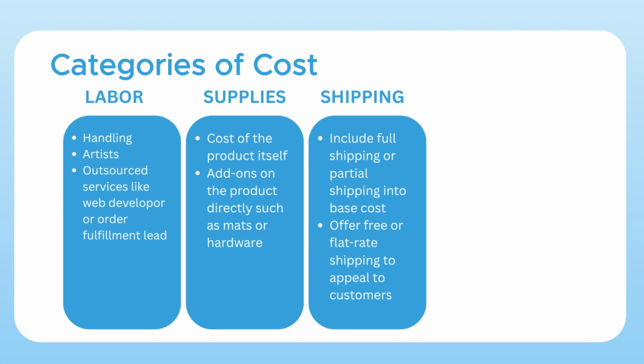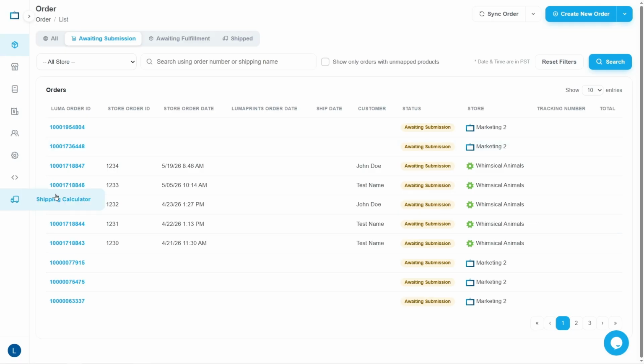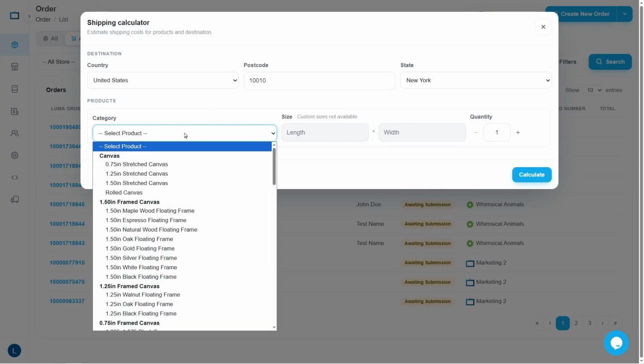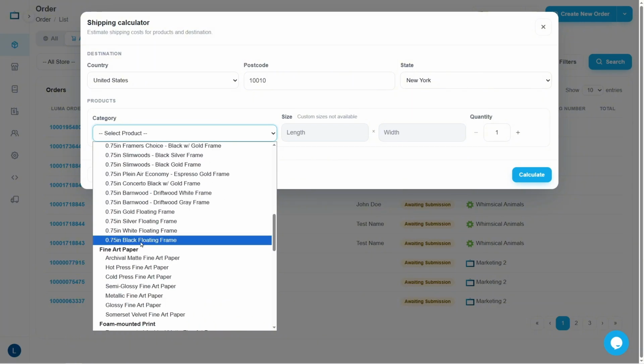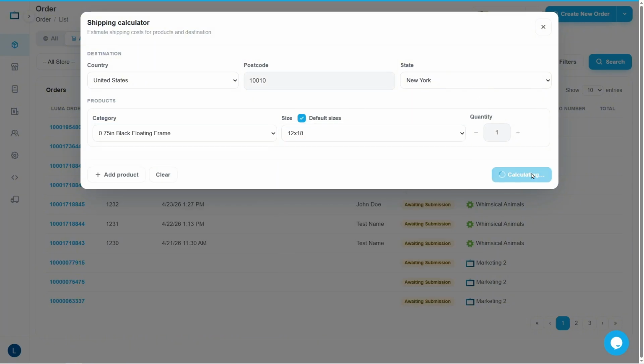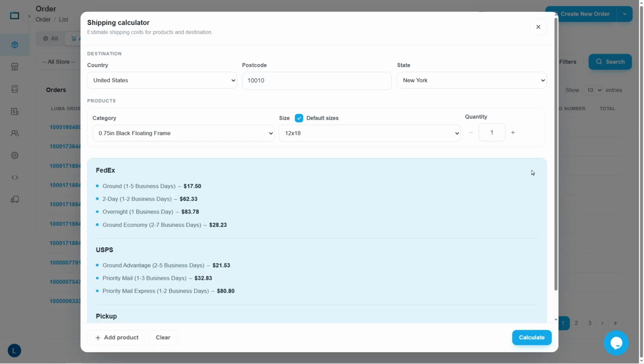For example, I like to use the New York zip code and calculate the cost of shipping. It's usually a bit higher than the average, but it's not the most expensive like you would have for rural addresses. With Lumaprints' shipping calculator, which you can see when you log into your dashboard, I inputted the zip code with my product size and type. From there, this is my shipping cost, and I can decide whether I want to offer it as a flat rate or offer free shipping.